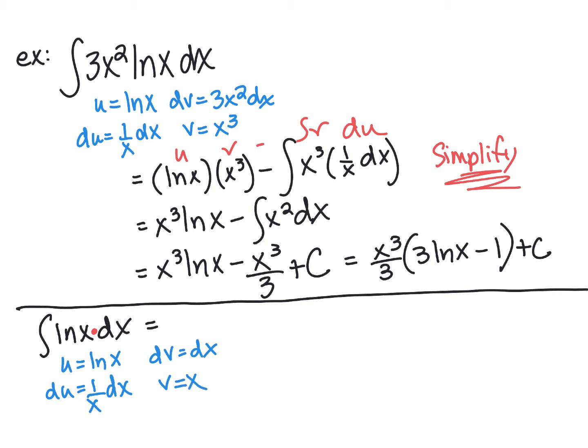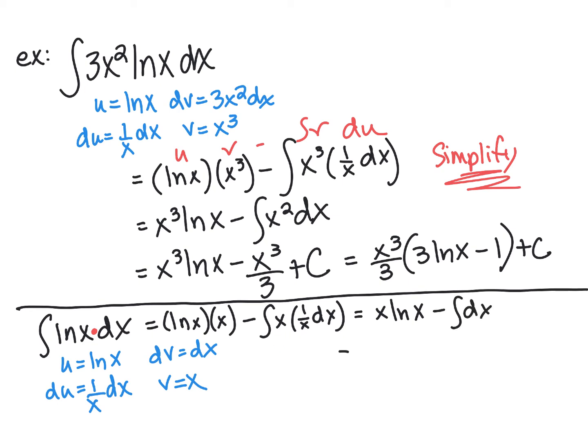So plug it in, copy the u times the v minus the integral of v du. And remember, you have to simplify. So when we simplify this part, the x's cancel, and we just get the integral of dx again, just like we did right here. So copy the x ln x, minus the integral of dx is minus another x, and you see we can factor out an x and make that pretty.